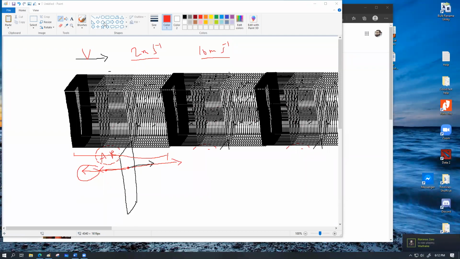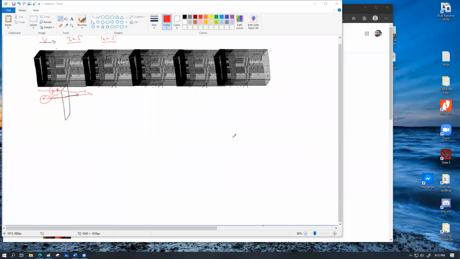What I mean is something like this. Let's say we have a cuboid object which looks like this. Should I get rid of these parts?